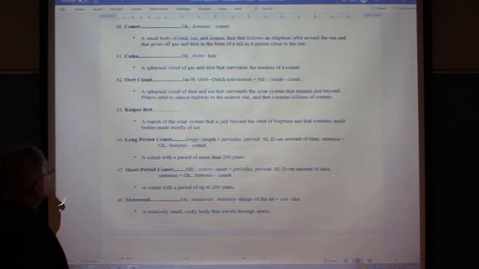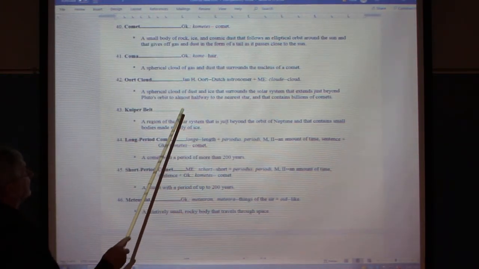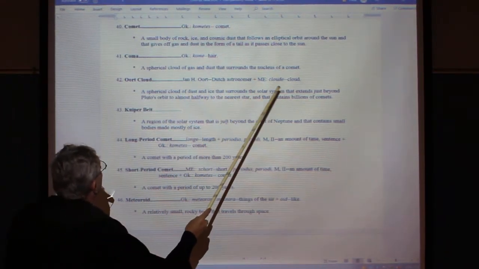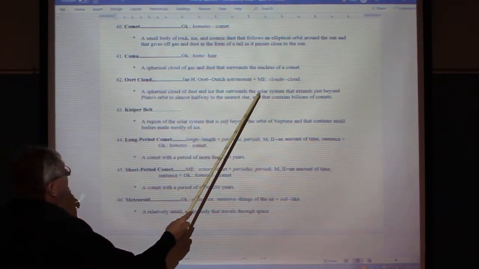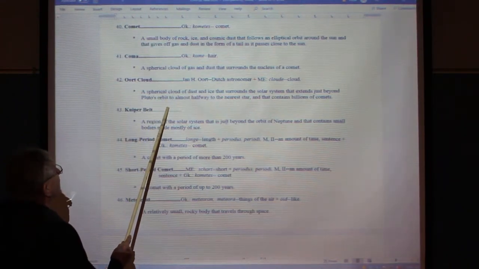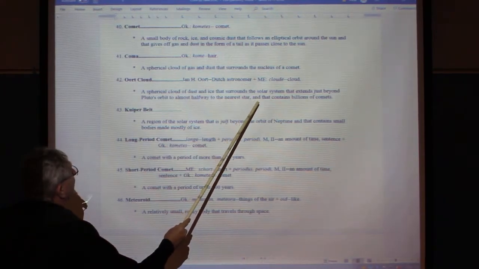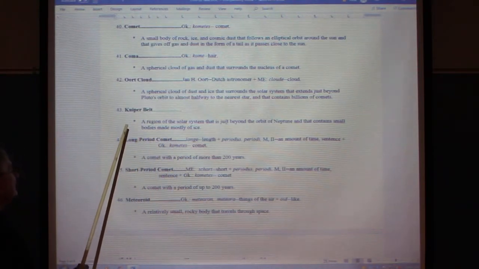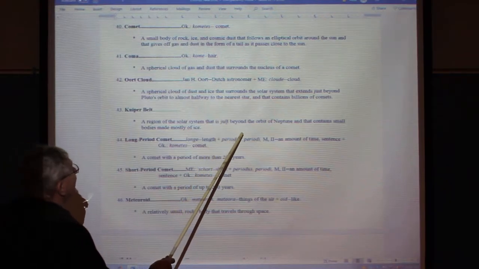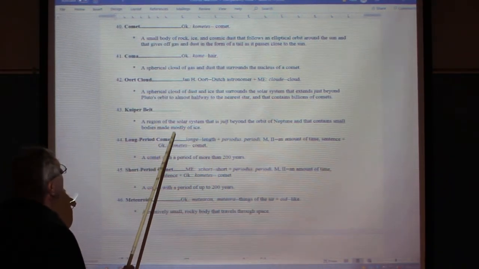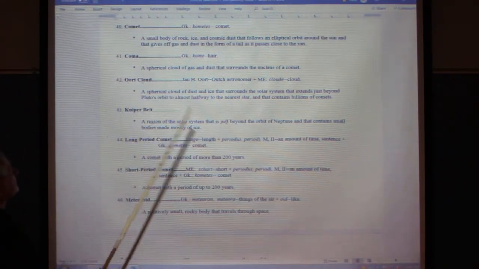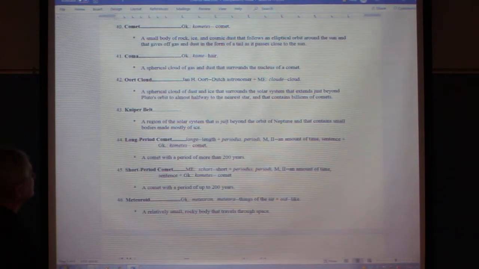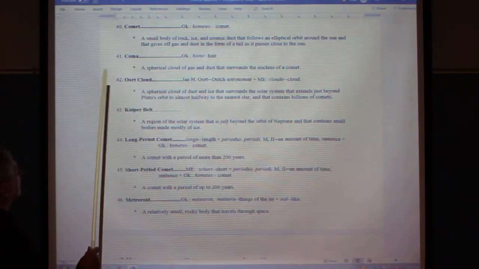All right. Now, here are two interesting words. The Oort cloud, named after Jan Oort, Dutch astronomer. It's a spherical cloud of dust and ice that surrounds the solar system and extends just beyond Pluto's orbit to almost halfway to the nearest star, and that contains billions of comets. You had the asteroid belt before, which is between the inner and outer planets and has a lot of these asteroids in it. The next one is the Kuiper belt, a region of the solar system just beyond the orbit of Neptune, and that contains small bodies, mostly of ice. So you have three possible places where you can find the things we're going to talk about, comets and asteroids and so forth. The asteroid belt, the Oort cloud, and the Kuiper belt.